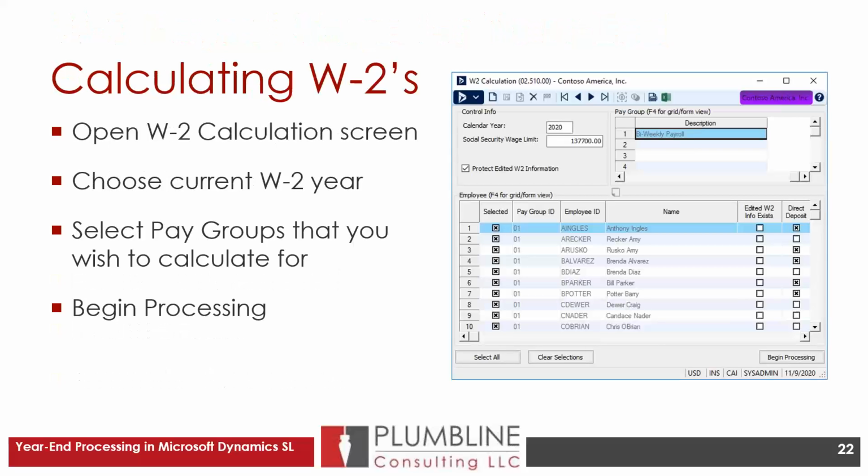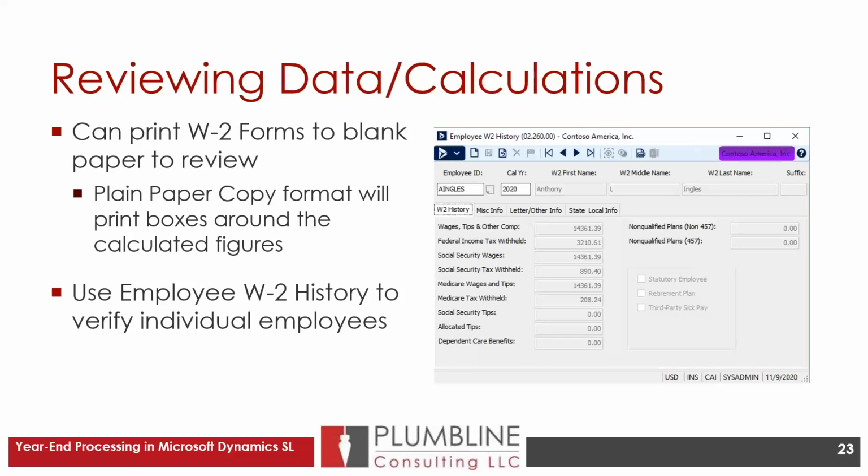Calculating W-2s. When you open your W-2 calculation screen, you will choose the current W-2 year, select the pay groups that you want to calculate for, and then you'll begin processing. You can print your W-2s to blank paper for review. The plain paper copy format will print the boxes around those calculated figures, so it makes it a little bit easier to read while you're doing your review. And you can use the W-2 history to verify individual employees.